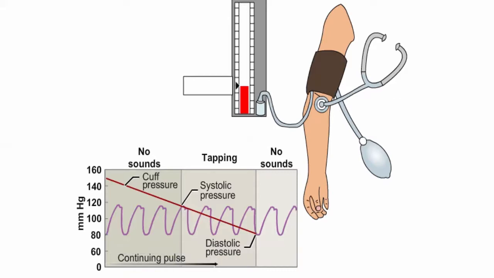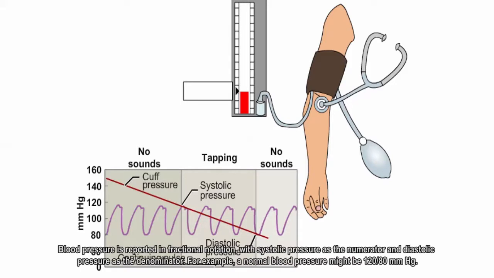Blood pressure is reported in fractional notation, with systolic pressure as the numerator and diastolic pressure as the denominator. For example, a normal blood pressure might be 120/80 millimeters of mercury.